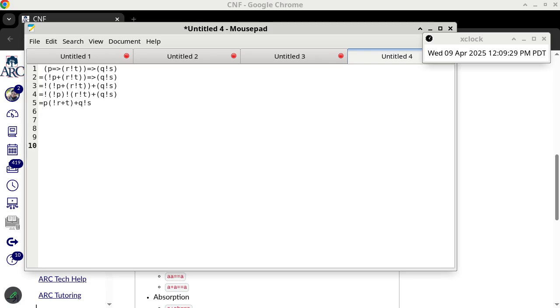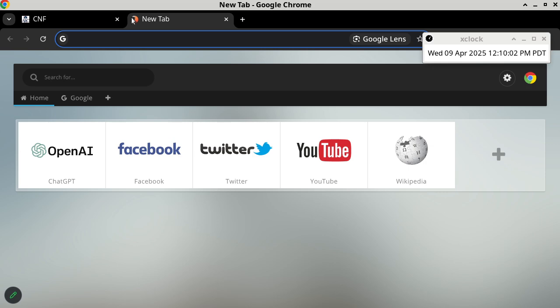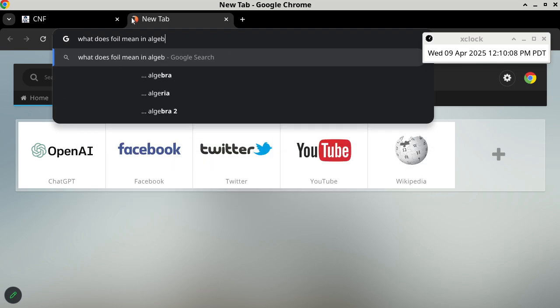The way you understand FOIL in normal algebra, with actual multiplication and addition, means if you have (a plus b) times (c plus d), it becomes ac plus bc plus, oh, let me be more systematic: AC plus AD plus BC plus BD. That's known as FOIL, which I cannot remember what it stands for. Okay, fine, we'll look it up. I know some people are wondering, what does FOIL mean in algebra? Okay, there we go.